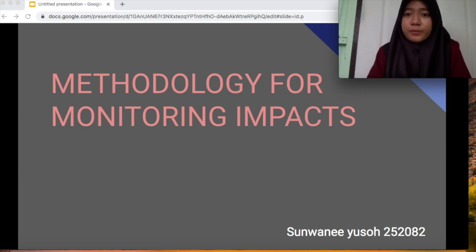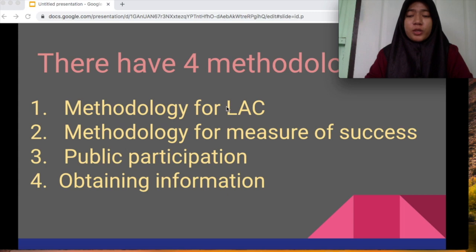In the methodology for monitoring impact, there are four methodologies. First is the methodology for LAC. Second is the methodology for measure of success. Third is public participation. Next is obtaining information. Okay, I will display them one by one.